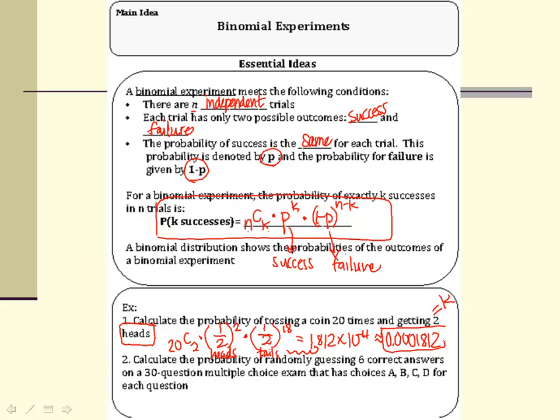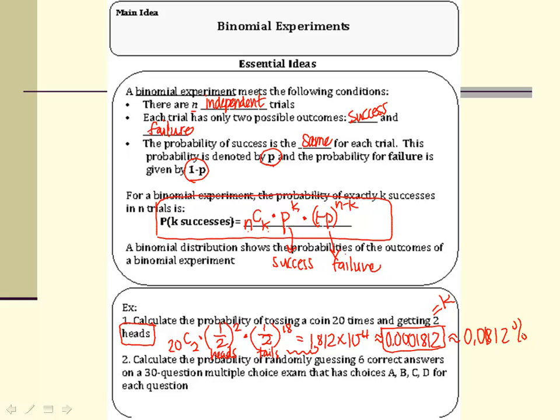0.001812. And so this says the probability that I end up getting 2 heads out of my 20 coin flips is, if I move it back 2 places for percent, 0.01812%. So you're looking at about 100th of a percent, which is not very good odds. Okay, so this is the idea. So let's try a different one with a different success and failure rate.